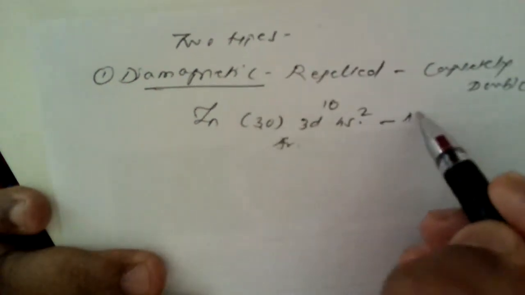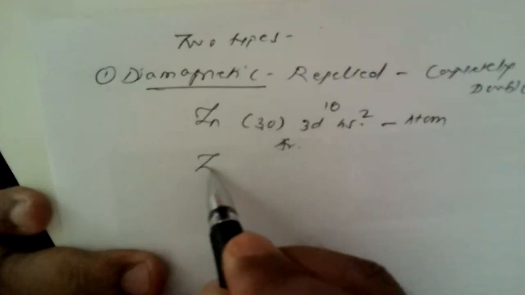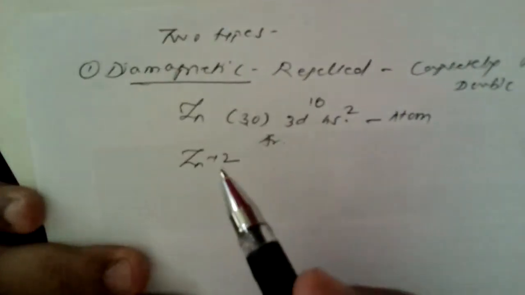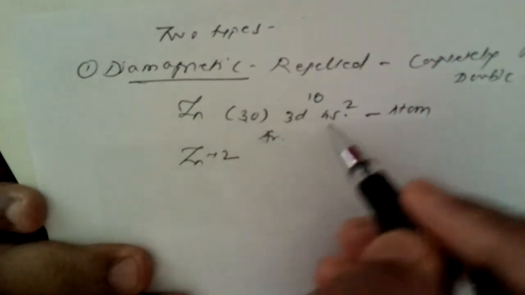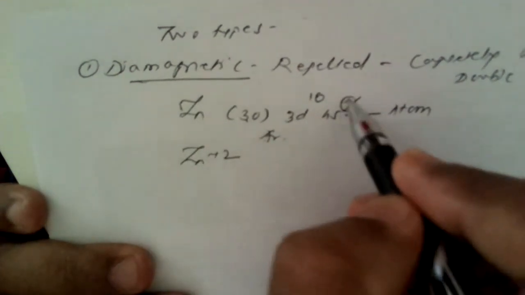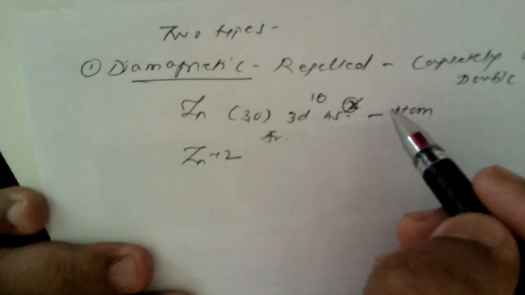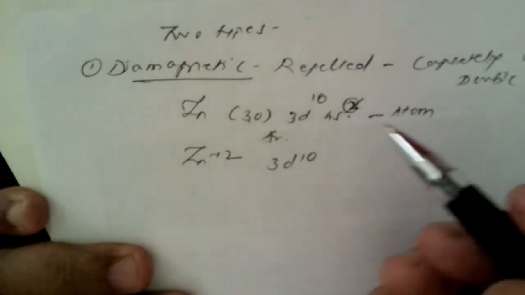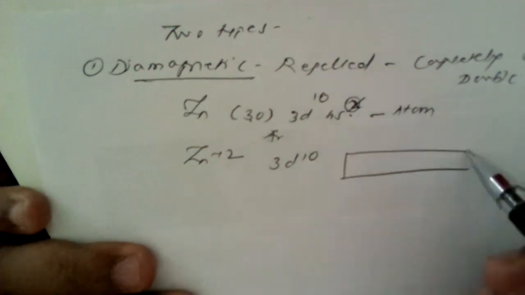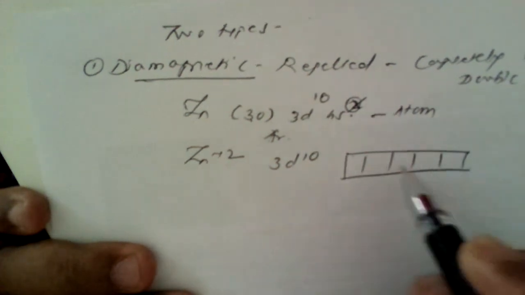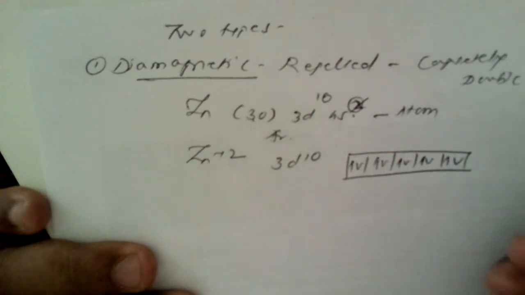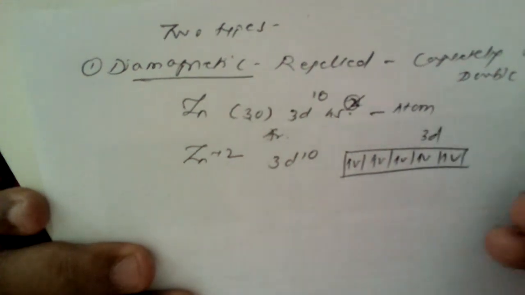This is the electronic configuration of the zinc atom, but zinc shows only the +2 oxidation state in all of its compounds, and hence to arrive at the +2 oxidation state, zinc must lose its 2 electrons from 4s. So the outermost electronic configuration of zinc becomes 3d10. The d10 configuration can also be shown like this. These are the 10 electrons occupied in its d level.